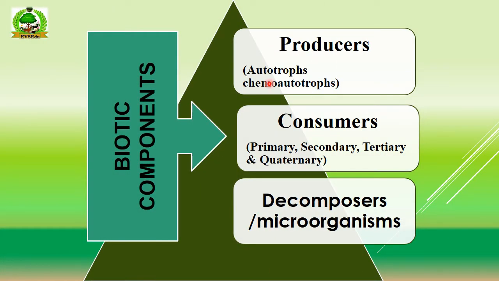Before proceeding, let us talk about the biotic components of an ecosystem. These biotic components broadly comprise three kinds. The first one is producers. These are also called autotrophs or chemoautotrophs. The second one is consumers. These are primary, secondary, tertiary, and quaternary consumers, and the final is decomposers, or we can say microorganisms.